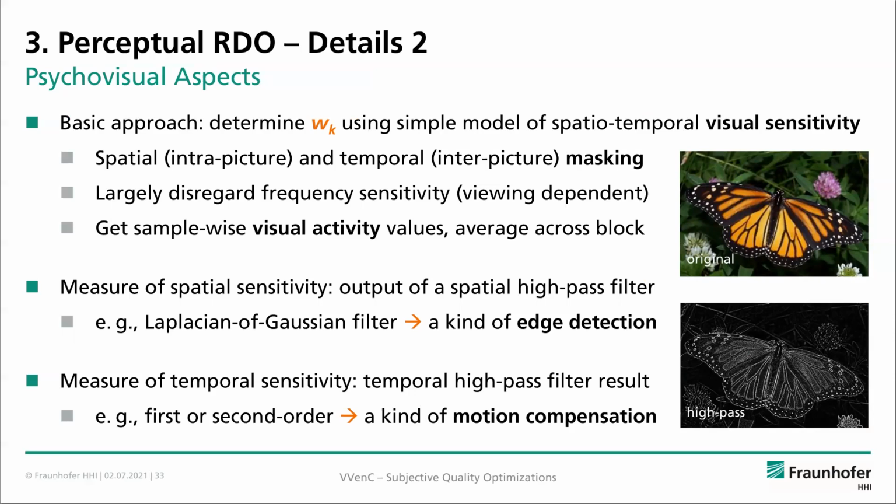The measure of spatial sensitivity can easily be realized by spatial high-pass filtering, for example, Laplacian of Gaussian filtering, and that acts as a kind of edge detection, as you can see on the right. The measure of temporal sensitivity is analogous in temporal direction, so it's a temporal high-pass filter that works well here, with some kind of simple motion compensation, and also, in other words, a kind of temporal edge detection. It identifies the largest differences between subsequent pictures.